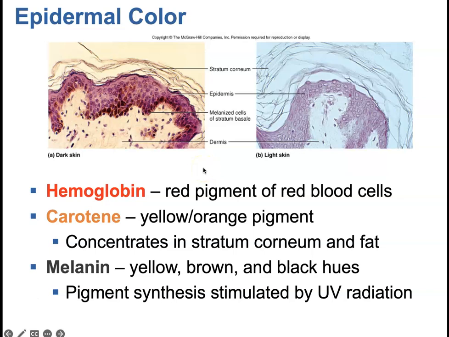Then in terms of the color of our epidermis, again, we talked about what the stratum basale does right here, which is where you have those melanocytes. And the melanocytes obviously secrete the melanin, which is going to give the pigmentation and the actual color to our skin. But our skin can actually also take on other tones.